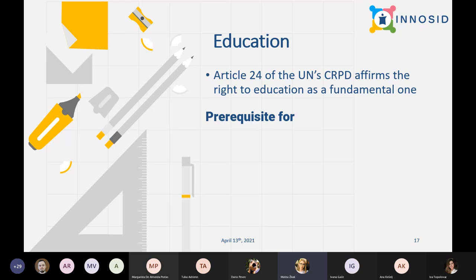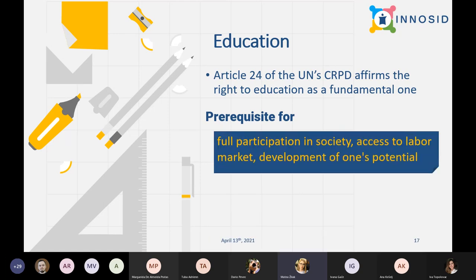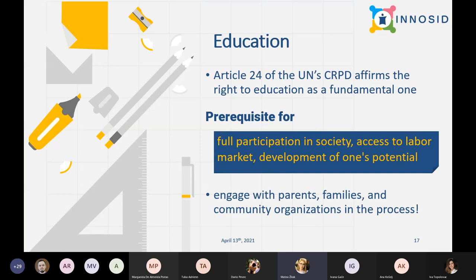So support is needed and is a prerequisite for full participation in society, access to the labor market, and development of one's potential. A very important factor for the implementation of inclusive education for children with disabilities is to engage with parents, families, and community organizations in the process. There are different approaches on how to engage with parents and families, and how they can be used to support inclusion and make it effective and meaningful for all parties. And you will hear more about this in the next part of the presentation.